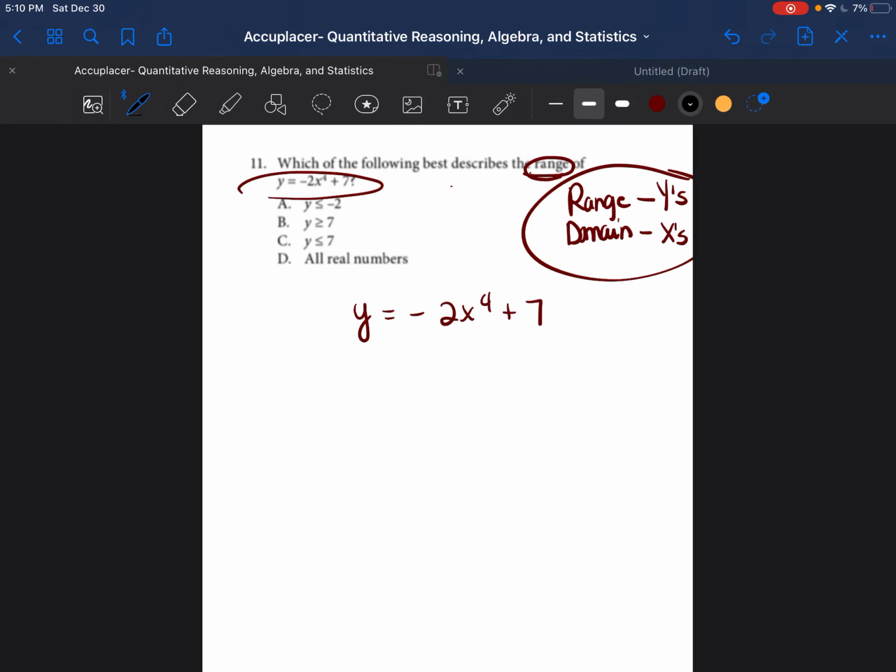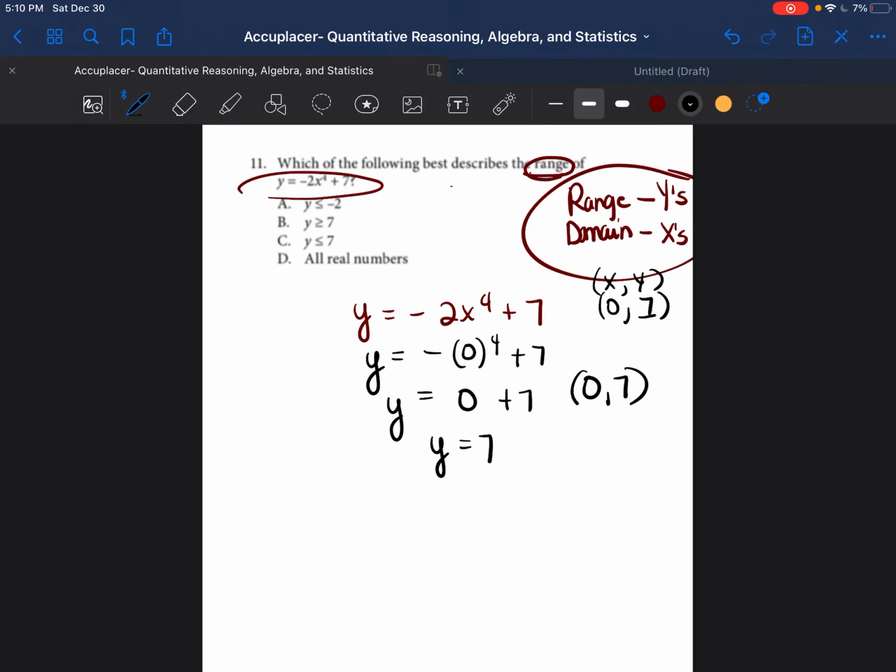So let's go ahead and see if we can plug in 0 for x. And the reason why we're going to put in 0 for x is because we want to find the y-intercept. And as we discussed in my previous videos, the y-intercept is 0, a point. So if you put in 0 for x, you can figure out what the y value is going to be. So put in 0 for x to see what the y is equal to. 0 to the 4th power is 0. Negative 0 is just 0. 0 plus 7. Y is equal to 7. So 0, 7, that is the y-intercept.